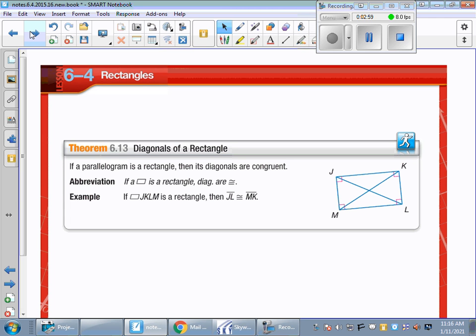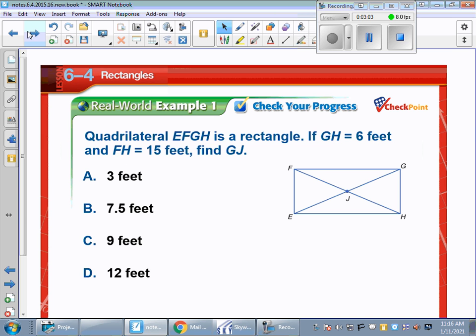Next slide here again, some formulas and theorems and things like that. If a parallelogram is a rectangle, then the diagonals are congruent. We've already gone through that, just kind of an official deal there. So in this question right here, it gives you the quadrilateral, states that it is a rectangle. GH is 6, that's right here. They give you that's 6. And FH, which is right here, FH is 15. Okay? It says find GJ. So they want you to find this right here.